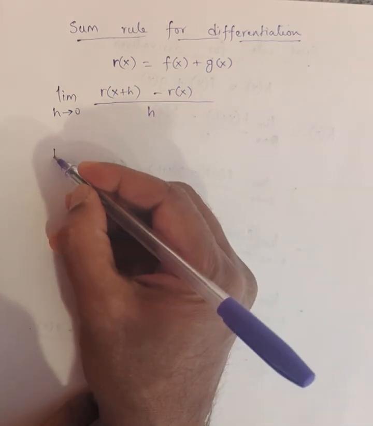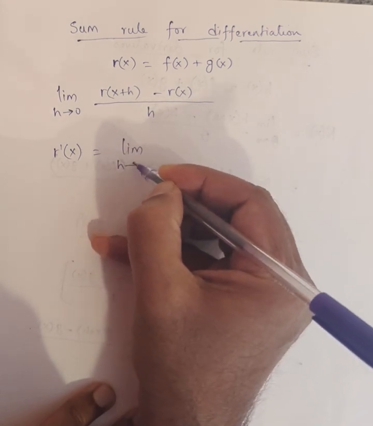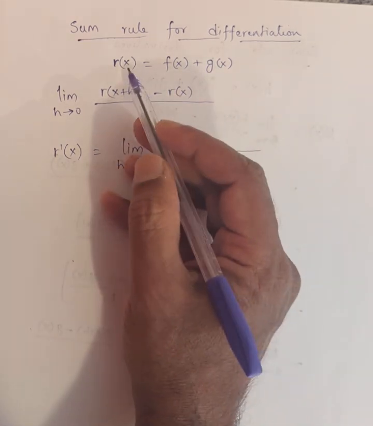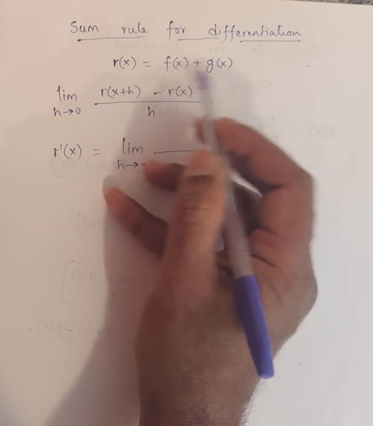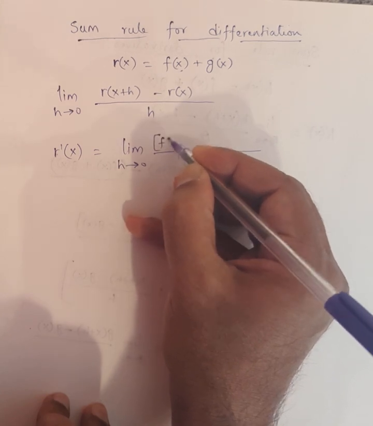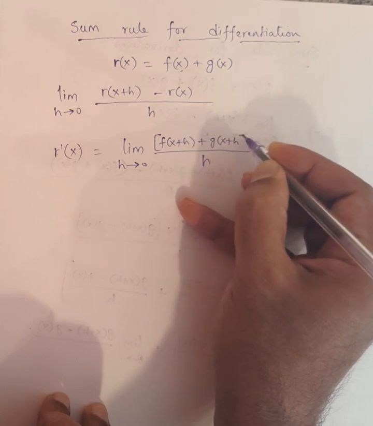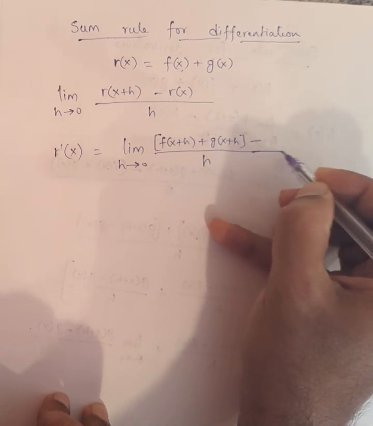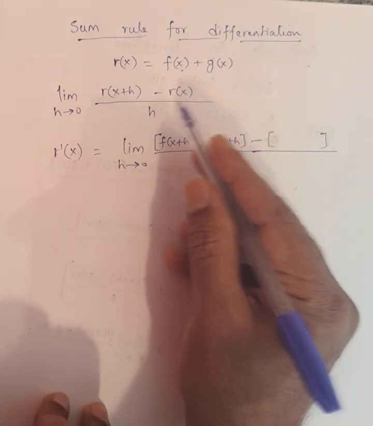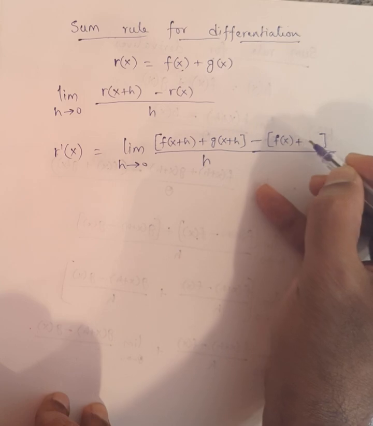So let me write it down here again. R prime of x is equal to the limit as h approaches 0 of this numerator. Now r of x plus h is obtained by replacing x with x plus h here. So this is going to be f of x plus h plus g of x plus h. This is our r of x plus h, minus, and again I have a binomial, so I'm putting them in parentheses, subtract r of x. So that is f of x plus g of x.